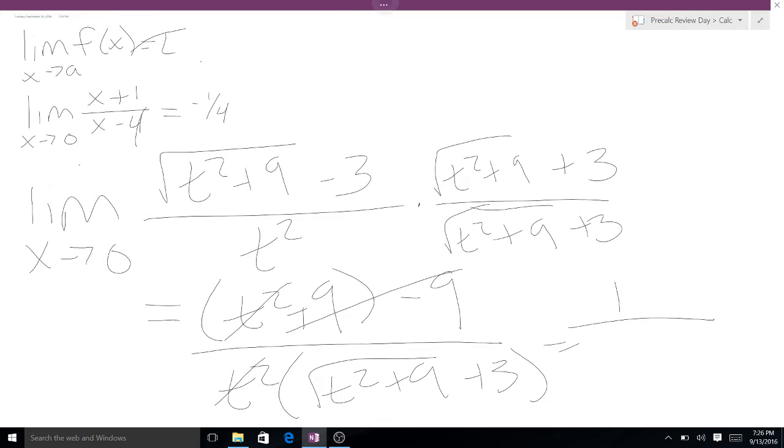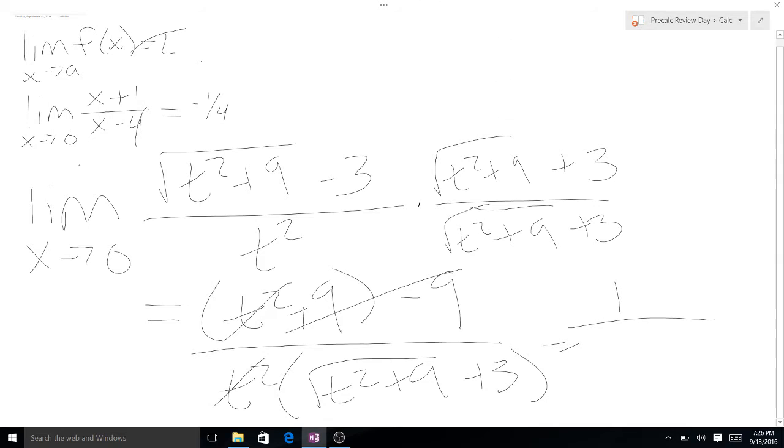Come on, eraser. Work with me. Whatever. I forgot to write the limit again. You have to write the limit every time. Limit as x approaches 0.